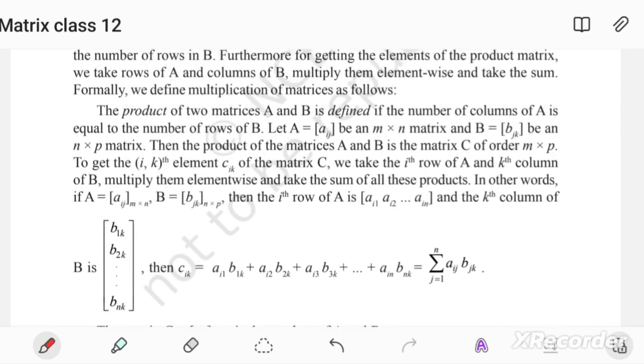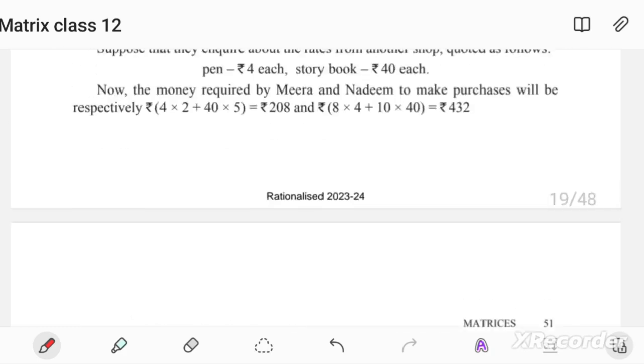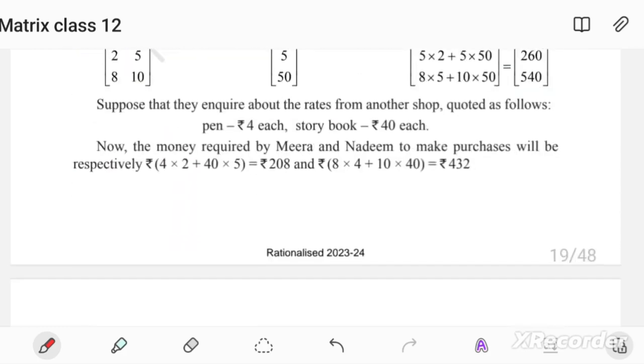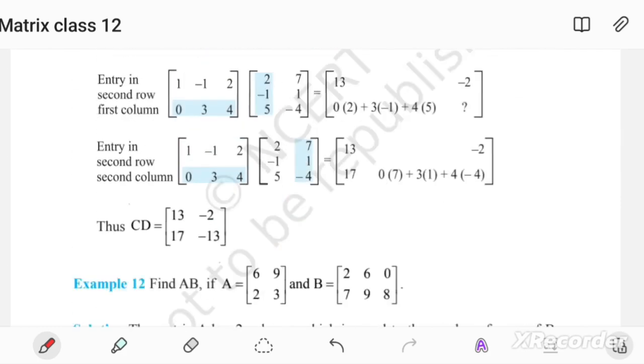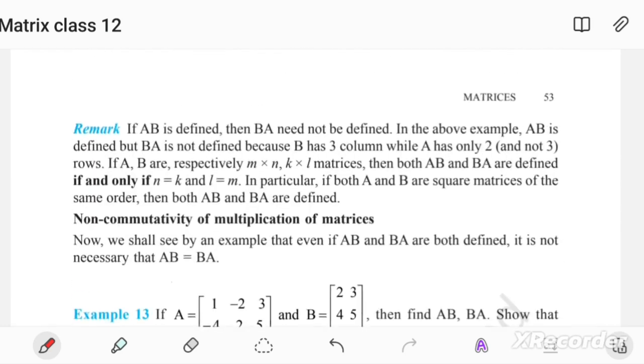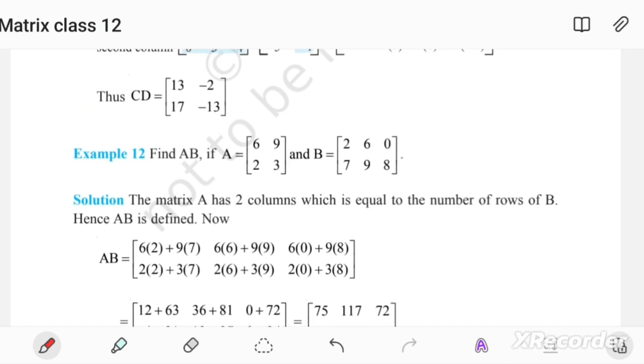This is a very important thing. Let me explain it with the help of an example. If it is not written here, let me check first. Okay, so let's try to understand with this example.